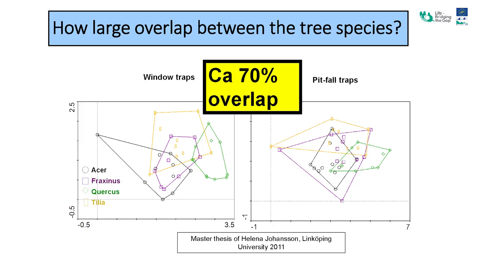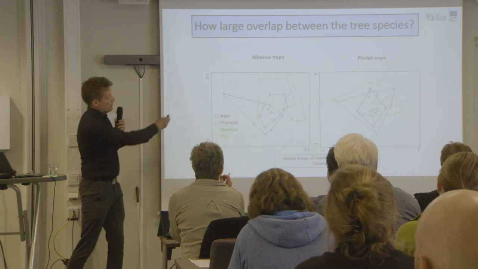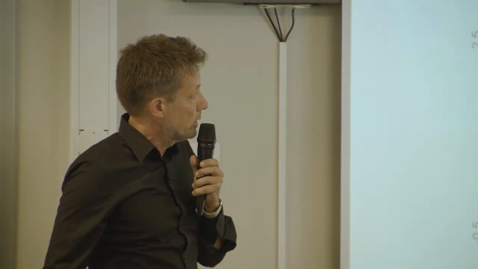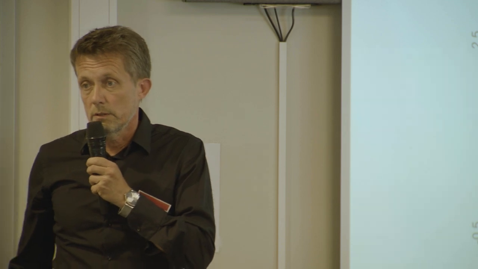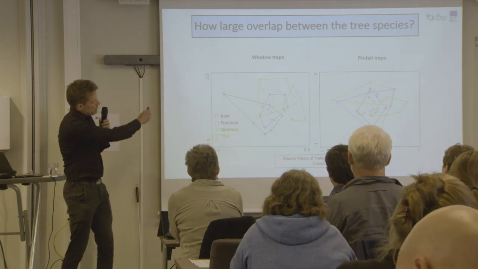Another reason why we should take them into consideration is this. When we compare the species composition, it's a little bit tricky here, but all the dots is one tree, or at least a trap on a tree. And the species composition found in each trap gives the position here in this graph. So the closer they are to each other, the more similar is the fauna found. And then you can see here, the window traps that catch all the species that fly around the trees, some overlaps there. There are species that seem to use all four tree species.